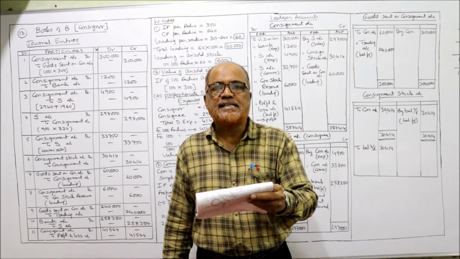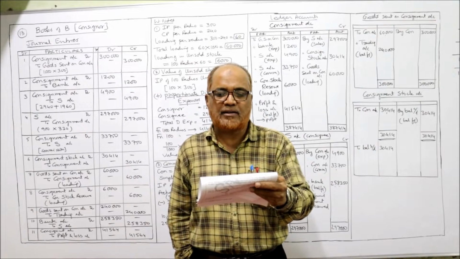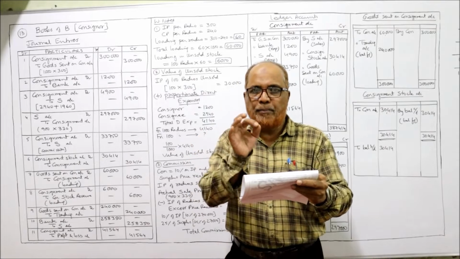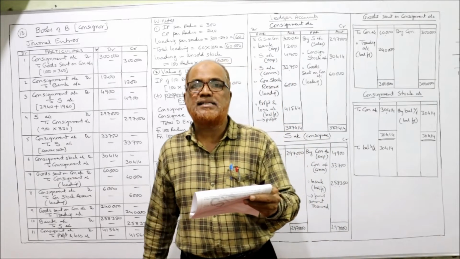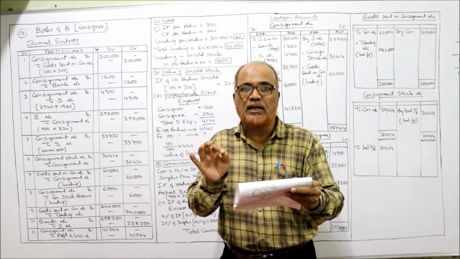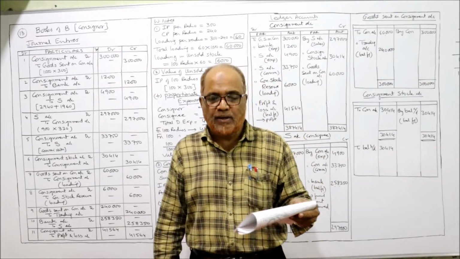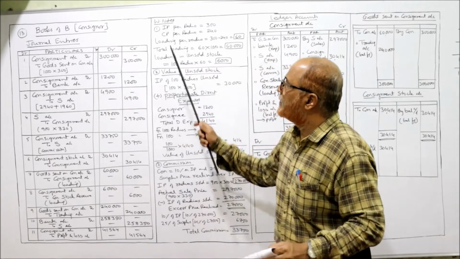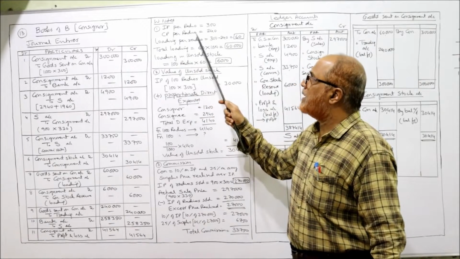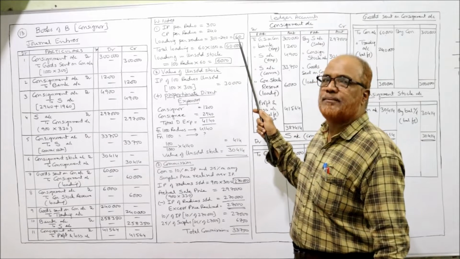B of Bombay sent 1000 radios costing rupees 240 each to S of Secunderabad at an invoice price of 300 per radio. B is the consignor, S is the consignee. Number of radios sent 1000. The cost is 240, but it is invoiced at 300 rupees. So we can find out, see here, careful, working out. Invoice price per radio 300. Cost price per radio 240. So loading per radio is 300 minus 240 is 60.